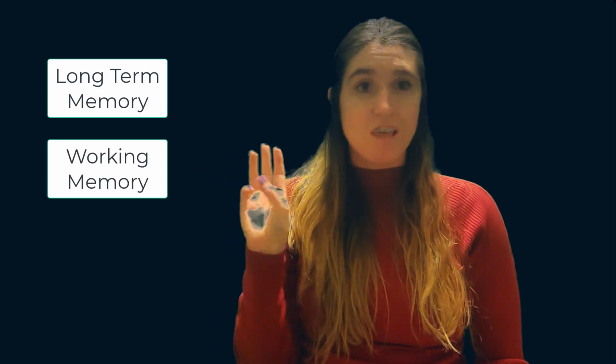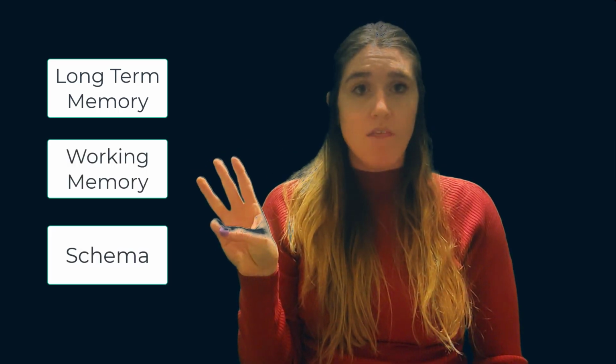The first step is going over the theory of cognitive learning. Cognitive learning is all about human cognition. This includes your long-term memory, your working memory, and your schema. These three are the building blocks or the architecture of our memory system. Each one of these three do something different.